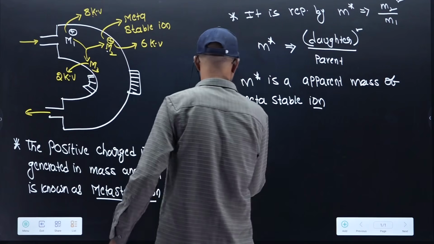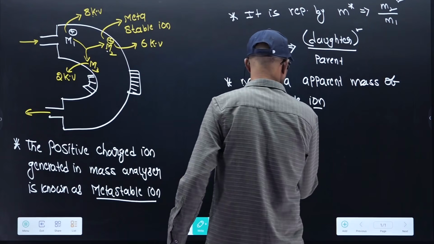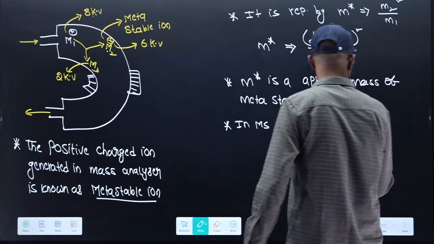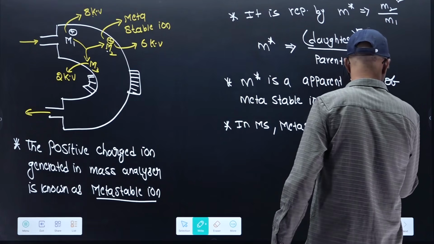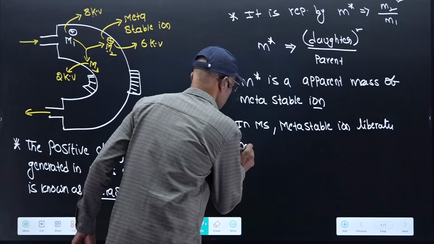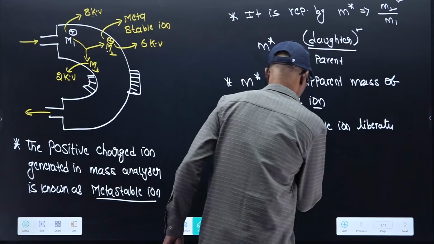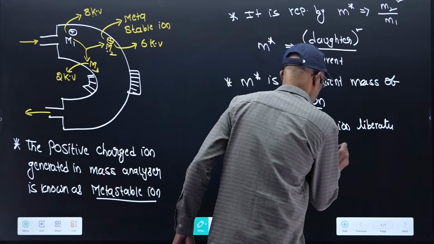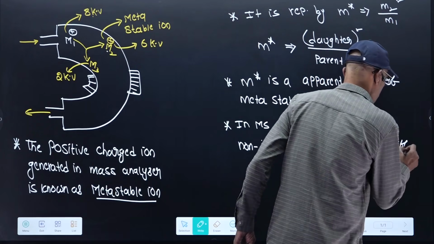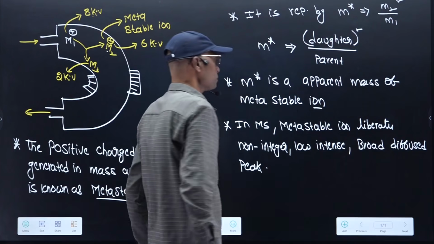Okay, your key point is this one. In a mass spectrum, a metastable ion liberates a non-integer, low intensity, broad diffuse peak. A broad diffused peak. It is very easy to identify a metastable ion.